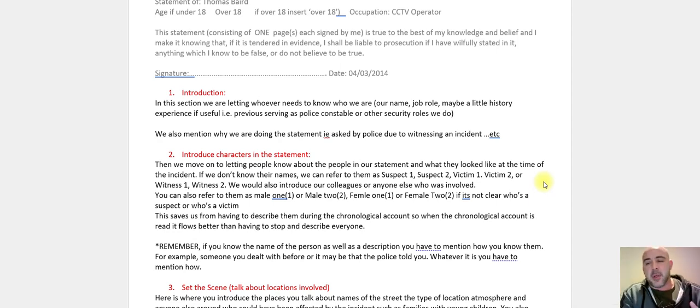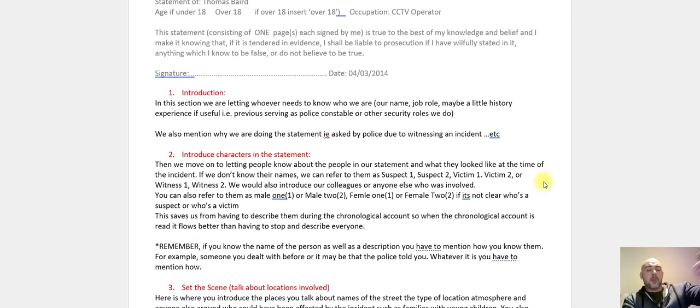So if you know the name of the person, you'd mention the name, okay? Then you'd say how you know them, and then you'd describe them. If you didn't know the person, you'd say suspect one or victim one, and you'd say, I would describe suspect one, or I would describe victim one at the time of the incident as being, blah blah blah.